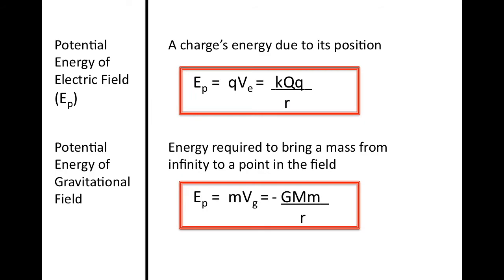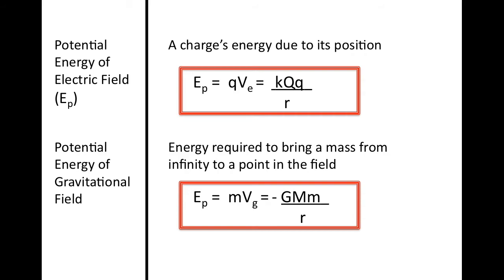Potential energy of an electric field is by definition the charge times the potential. This is given by the first portion of the equation E sub P equaling Q times V sub E, E meaning electric. It also means the energy a charge has that is due to its position relative to other charges. The potential energy then is also equal to k times charge 1 times charge 2 divided by r, which is the distance. By separating the two charges to a radius r, you are giving the charges electric potential energy relative to each other.